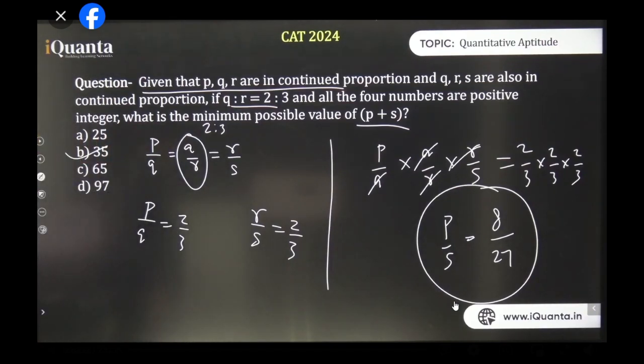Cool. So why is R by S 2 by 3? Because R by S is equal to Q by R. That is why. All right.